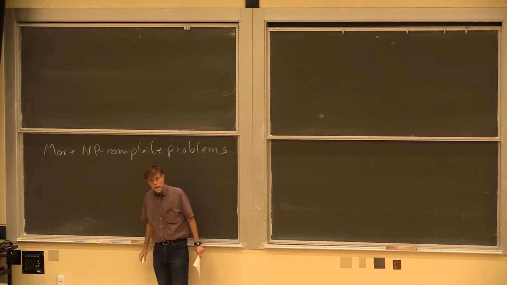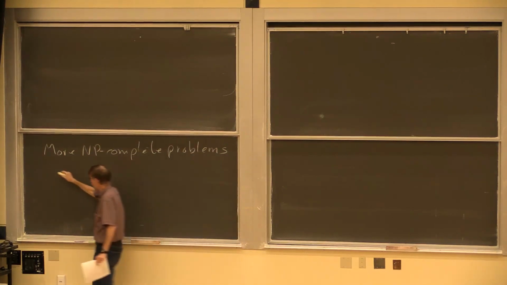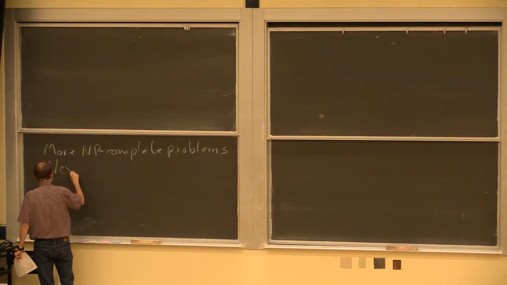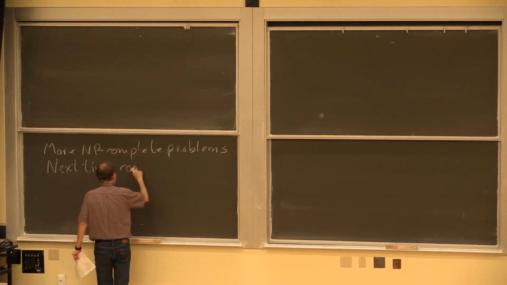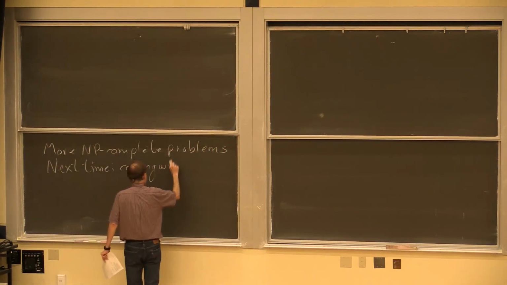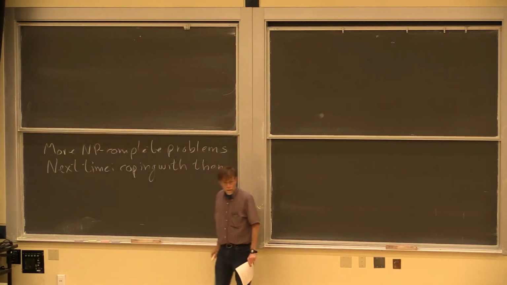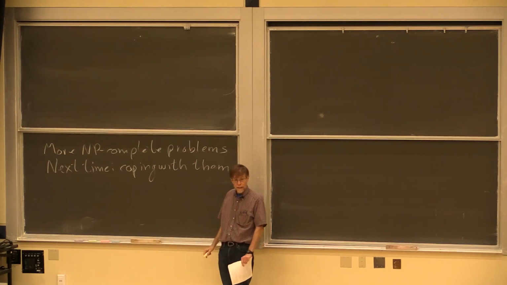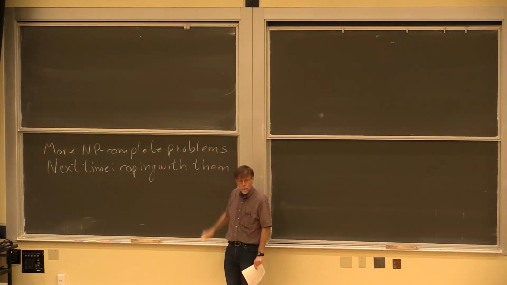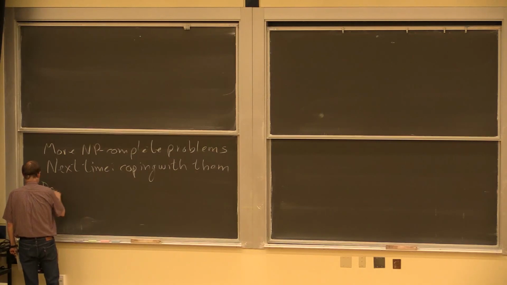And then once we're done with saying why these problems are all hard, we have to solve them anyway, and so next time we'll be coping with them. So how do we get approximate answers, or how do we try to do better than exponential time most of the time? But today we're just going to show you more problems that are NP hard, NP complete. And so let's just remember the definitions.